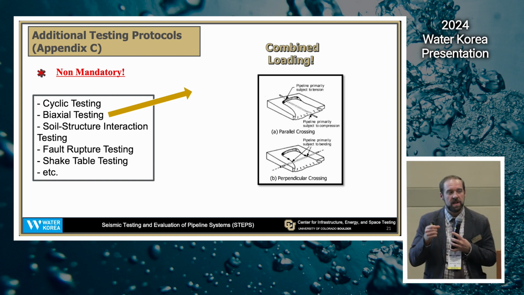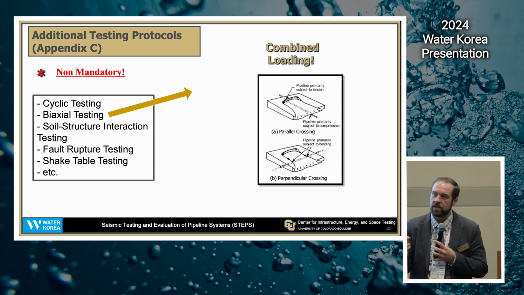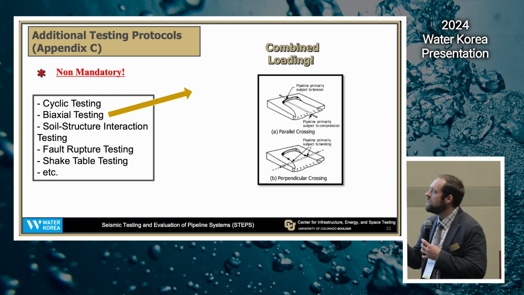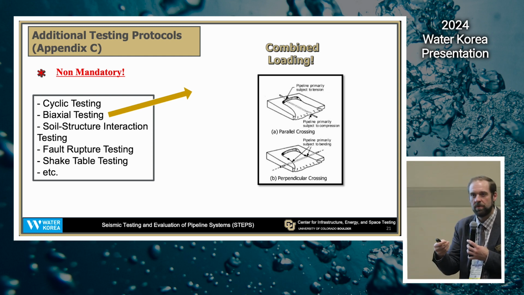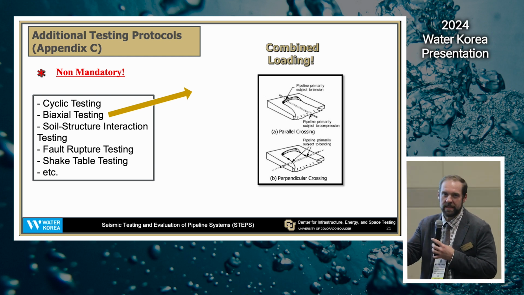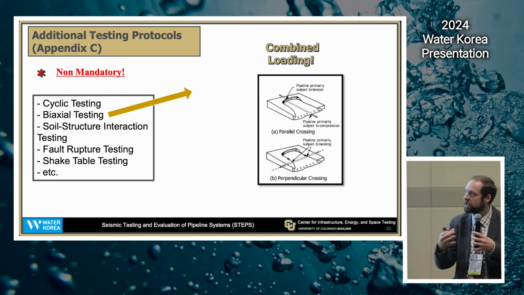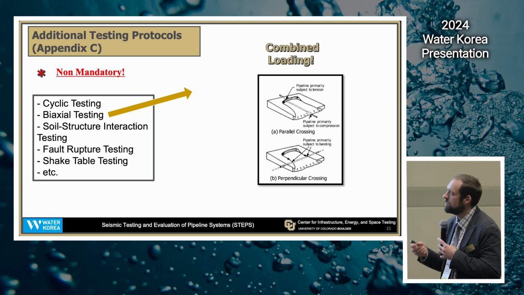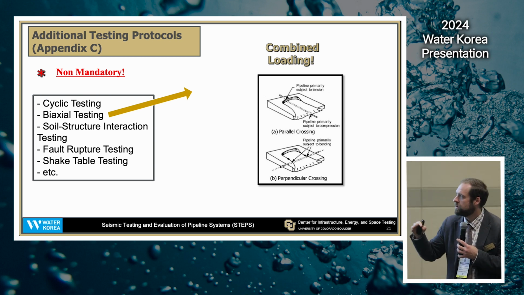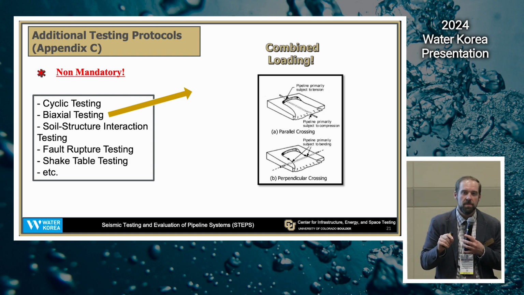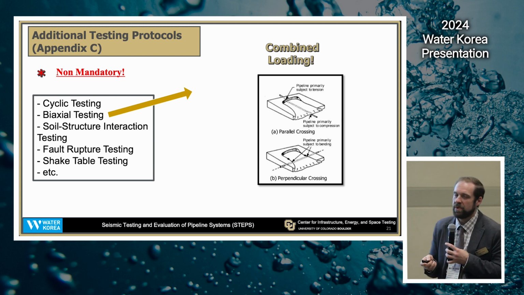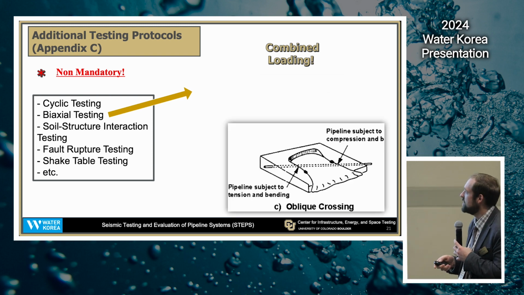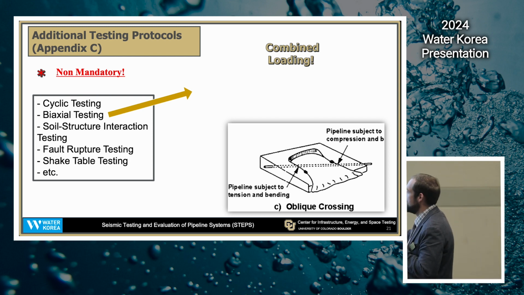So the last part of the standard is looking at some additional testing protocols. We talk about a couple of the other ones that we've done. We don't require them. This is a non-mandatory part of the standard. We talk about cyclic testing, where you might go back and forth in tension and compression over time to try to get an idea of degradation of some of these systems. We talk about soil structure interaction, fault rupture, shake table testing, all things that could be done, but are sort of outside of the immediate scope of what we really wanted to focus in on. And the third one that we talked just a little bit about is biaxial testing, which is going to have me circle back around to this oblique crossing.